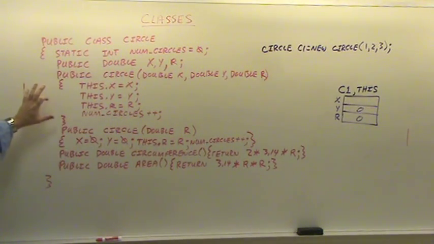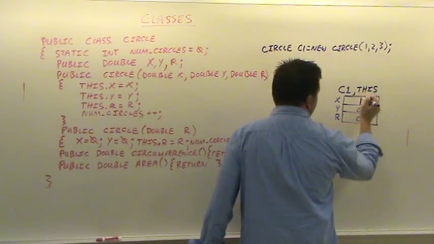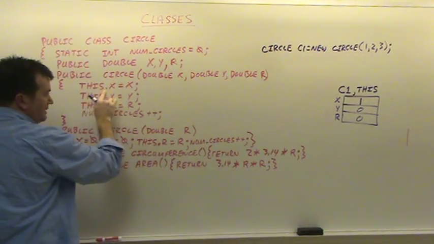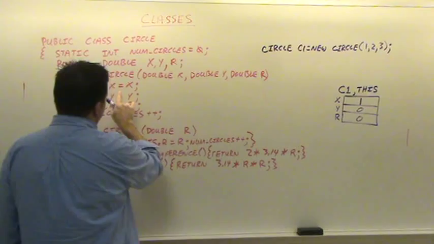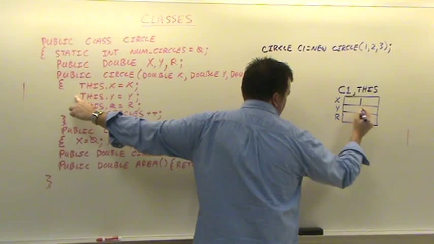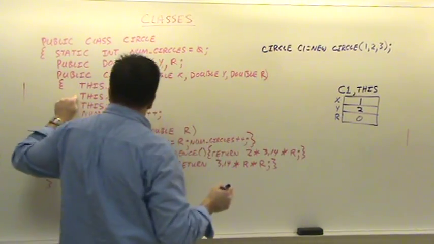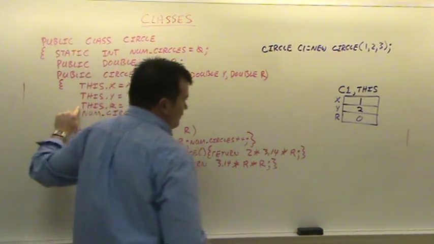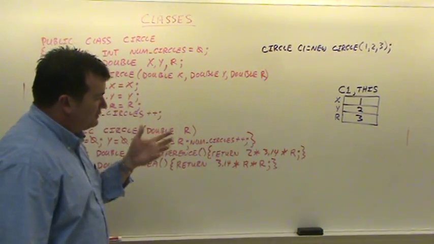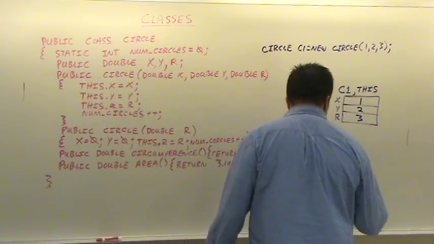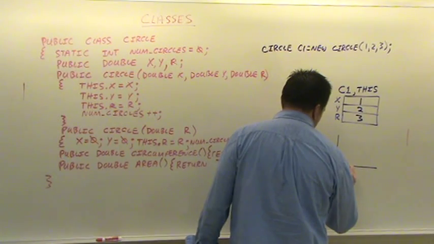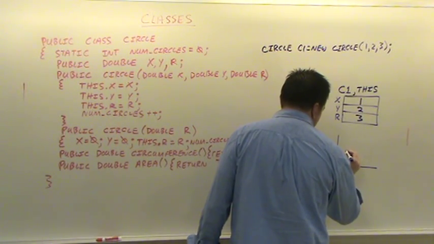Okay, so now a 1 got written here. This 1 parameter was loaded into this x variable, which then got copied into this piece of storage. This is the x field. The next line, the y got copied over, 2, and then the r got copied over, which is a 3. So what we really have is a circle, and you could imagine it like this. The x field is 1, the y is 2, and the radius is 3.